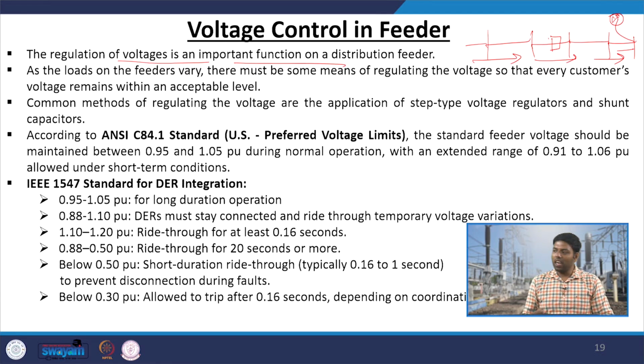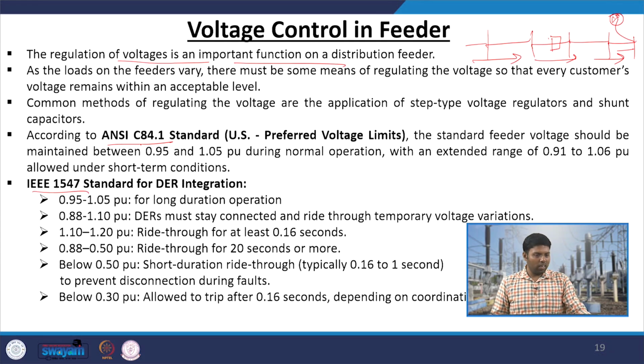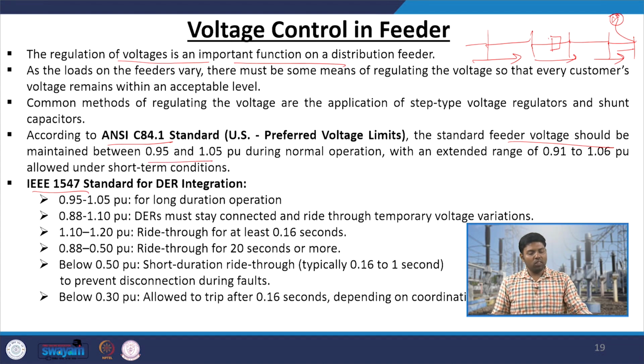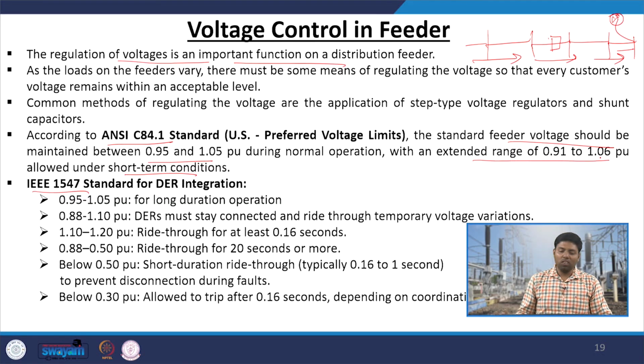So, what is that limit? That is standardized by ANSI and IEEE. The ANSI C84.1 standard, which is normally followed in the US and North American countries, says that your feeder voltage has to be maintained within 0.95 per unit to 1.05 per unit. For very short term intervals, this range can go from 0.91 per unit to 1.06 per unit.